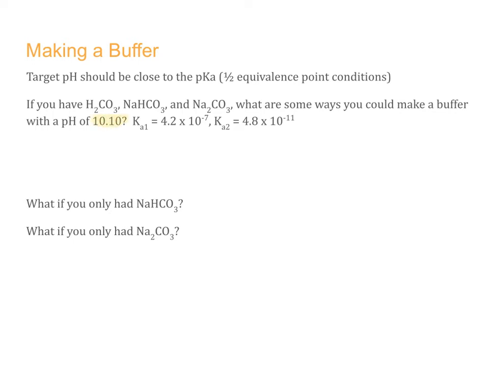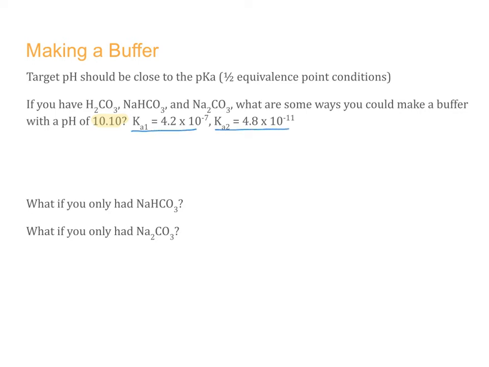So we've got to decide. We have three chemicals here, but we should only need two of them to make a buffer. We could either do the carbonic acid with the sodium hydrogen carbonate, or we could do the sodium hydrogen carbonate with the sodium carbonate. Notice we've got two Ka values here, Ka1 and Ka2.